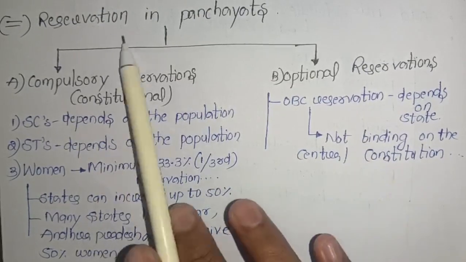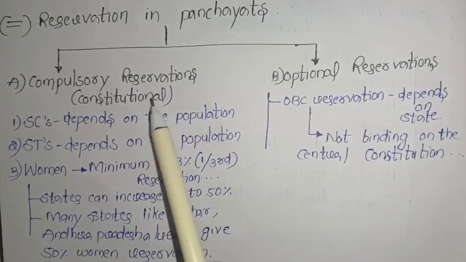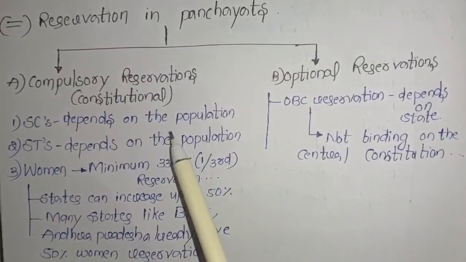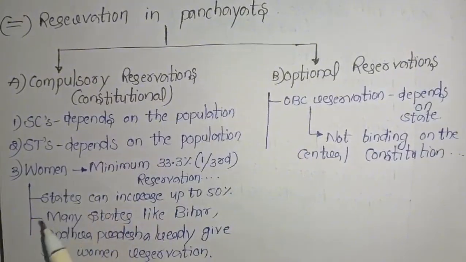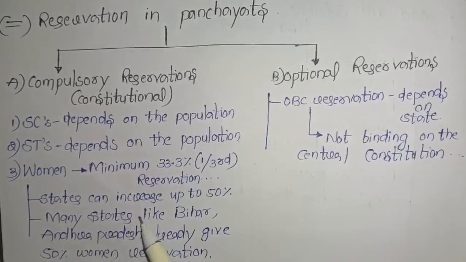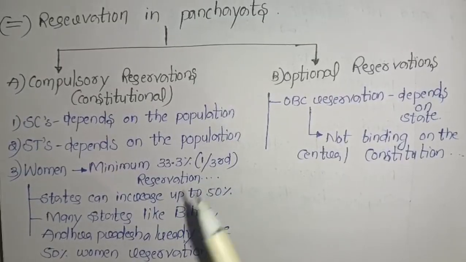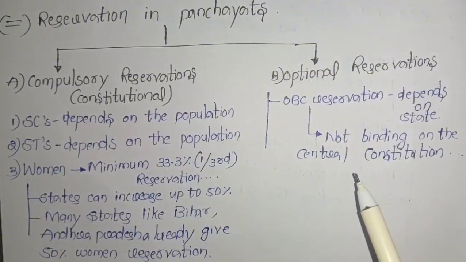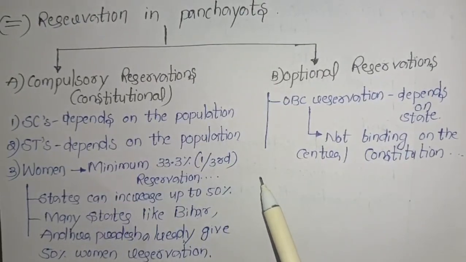I hope you understood. Reservations are divided into two types: compulsory reservation and optional reservation. The compulsory reservation is constitutionally based. SCs and STs get the reservation depending on the population, compulsory in every state. A minimum of one third of the reservation has to be given for women only. States can increase it up to 50%. Many states, like Bihar and Andhra Pradesh, already give 50% women reservation in panchayat elections. Optional reservation is nothing but OBC reservation. It depends on the state. It is not binding on the central government. Hope you understood. This reservations topic in panchayat is very crucial in examinations.